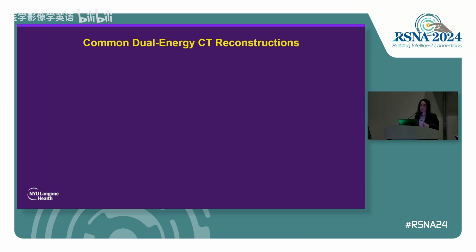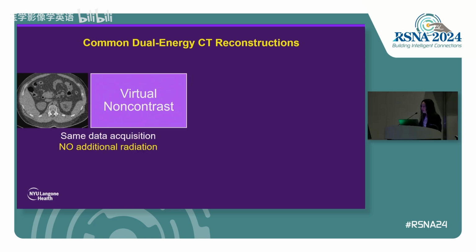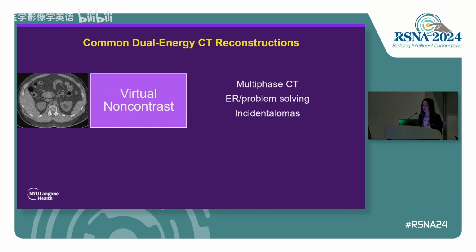So before we talk about dual energy CT in practice, I want to just briefly review some of the dual energy CT reconstructions that we'll be discussing. So we have to start with the virtual non-contrast. This is created from a contrast-enhanced data acquisition, the same data acquisition with no additional radiation to the patient. So instead of scanning the patient pre- and post-contrast, you scan them one time post-contrast and get that virtual unenhanced image for free. So we build this into a variety of our protocols at NYU, the multi-phase protocols, and it's really helpful for incidentaloma characterization. Think of those adrenal adenomas and renal lesions.